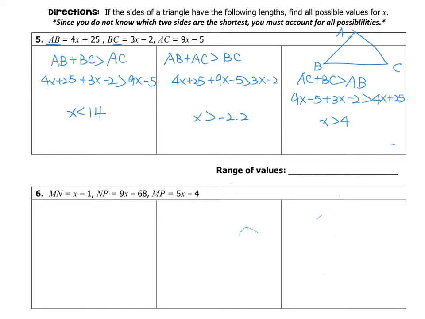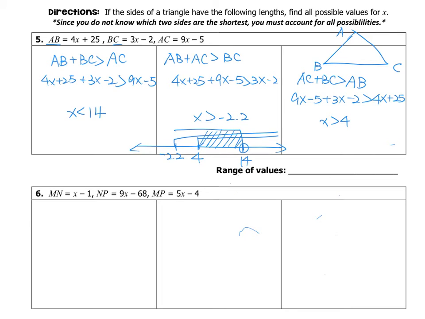X has to be less than 14 if I do it on a number line. X has to be less than 14, greater than 4, and greater than negative 2.2, right? So the part that satisfies all three conditions, in other words, has all three lines in it, is this part on the number line.